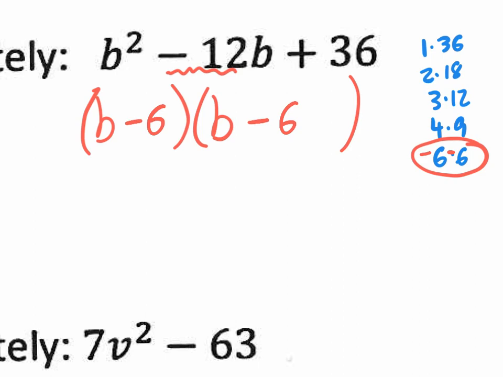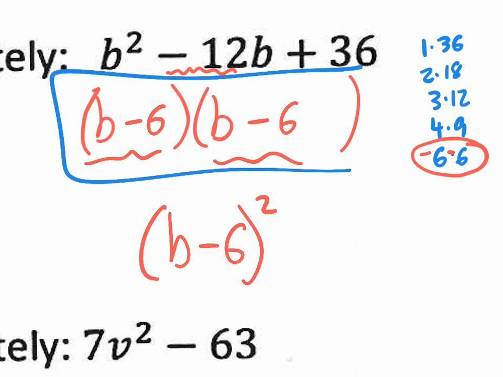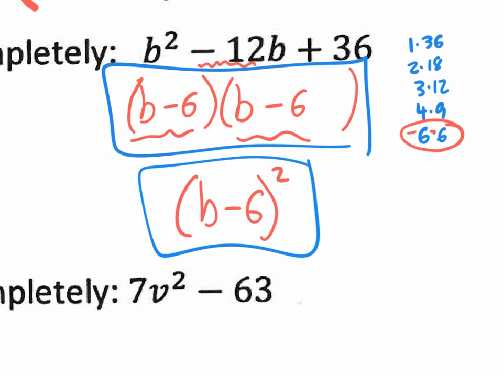The only other thing that I might warn you to look out for is the multiple choice might write it as, because it's the same binomial written 2 times, they might write it as b minus 6 to the second power. I'm not sure if they write it like this or like this. Either one's correct, but you need to be able to identify that on the multiple choice test.